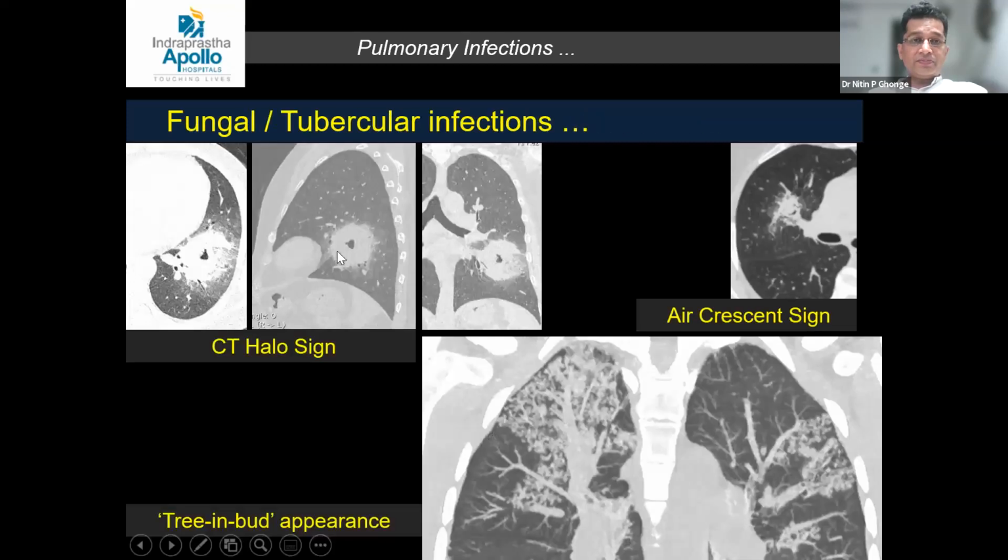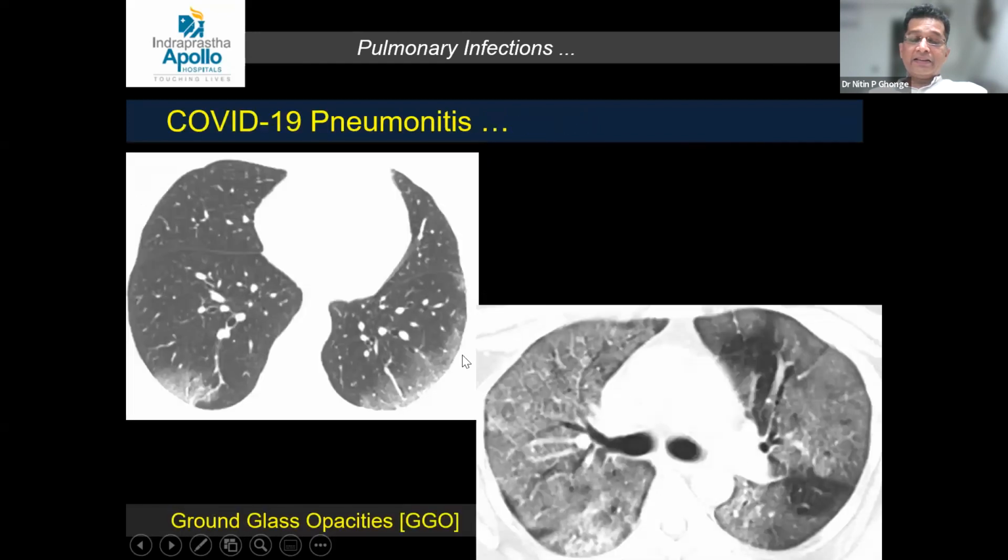lower lobes. Fungal infection is classically seen as a focal cavitary lesion with surrounding ground glass haze, or the CT halo sign, which is a hallmark of fungal infection in the lungs. This tree-in-bud appearance, you can see multiple nodules which look like a tree in bud. This is because of the tubercular bronchiolitis in the lungs. This is again an important complication in a CKD or a post-transplant patient.